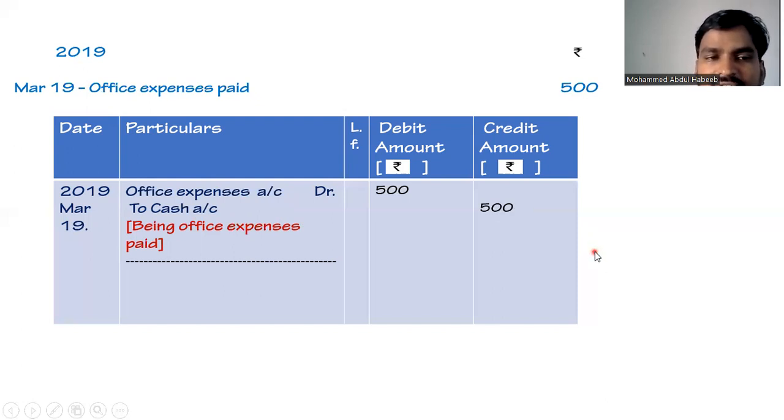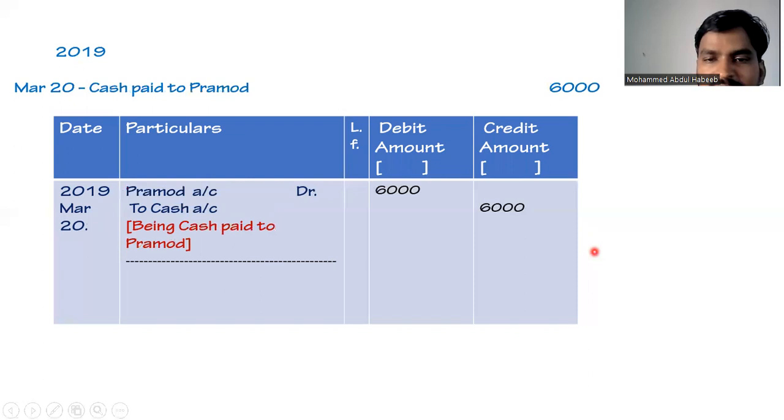Coming to the next transaction, which is on 2019 March 20. Cash paid to Pramod 6,000 rupees. So here the date will be taken as 2019 March 20. As the business is paying cash, cash is going from the business, so cash will be credited, and the business is paying cash to Pramod. So Pramod is the receiver of the amount, so his name will be debited, and the general entry becomes Pramod account debit 6,000 to cash account 6,000, and the narration will be being cash paid to Pramod.